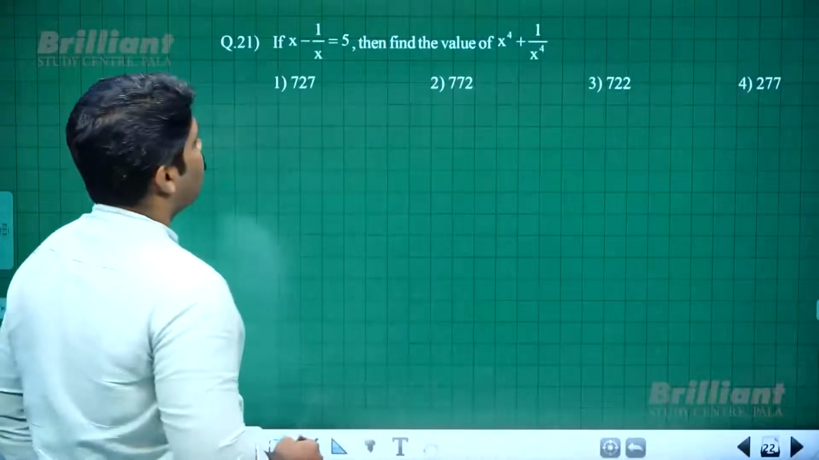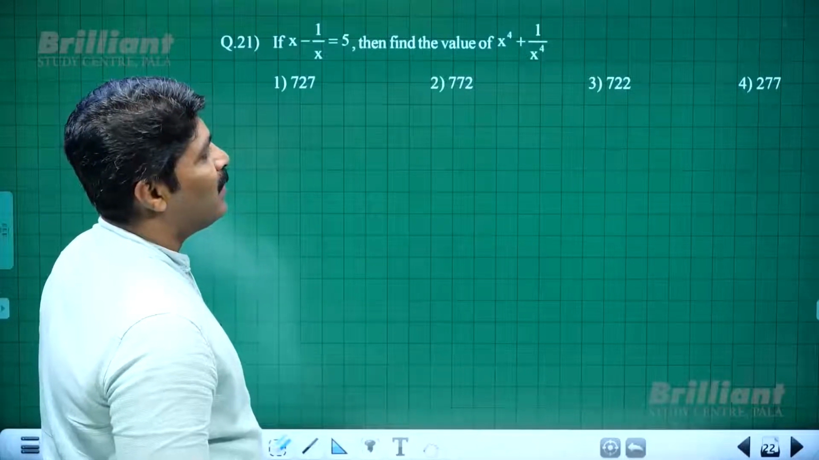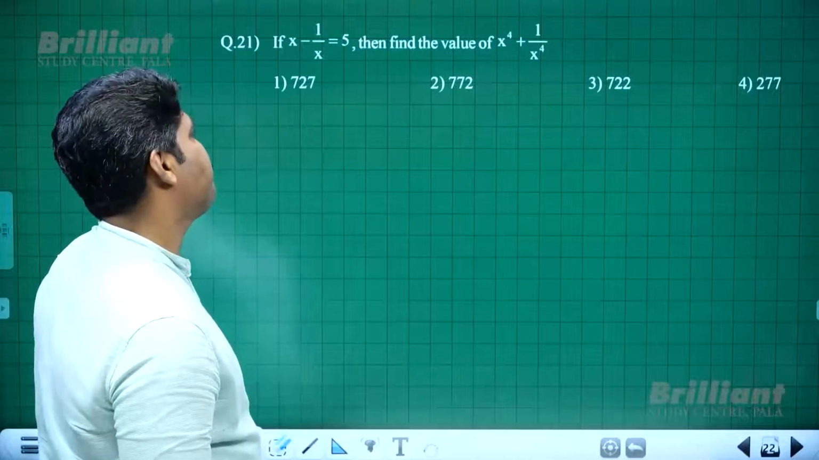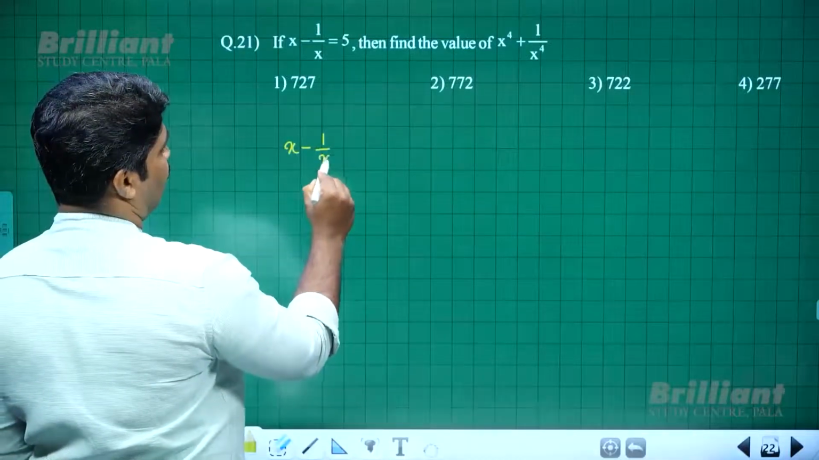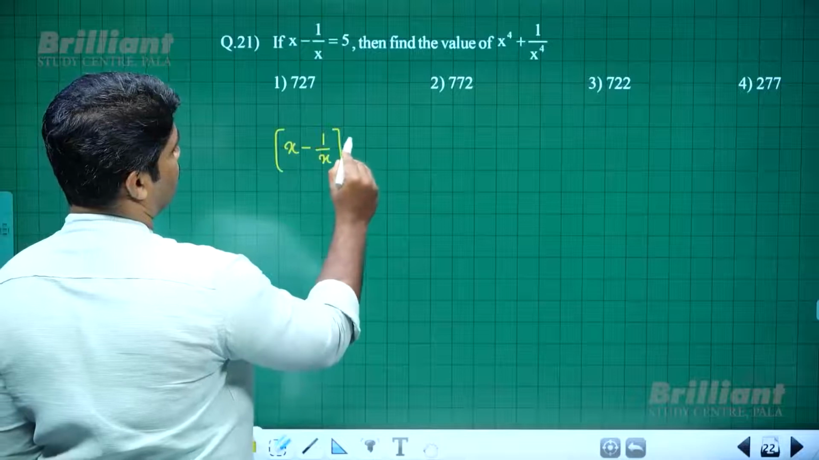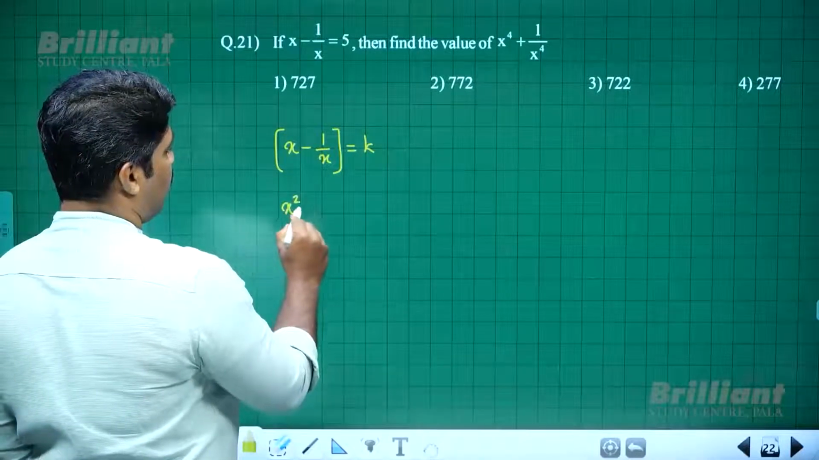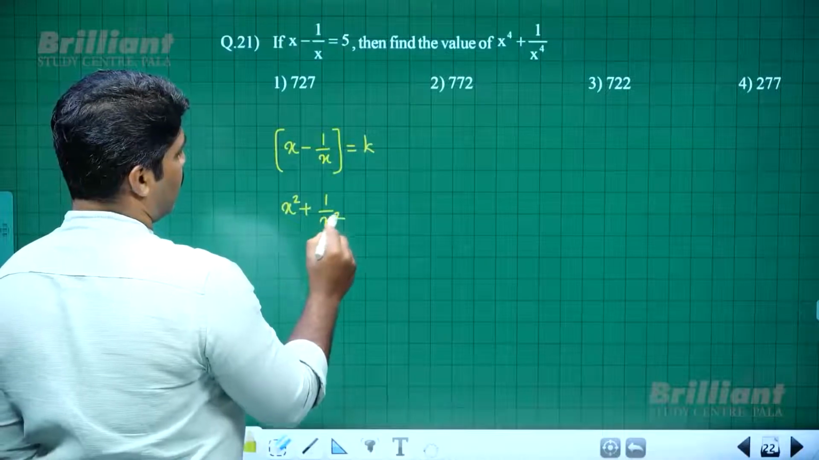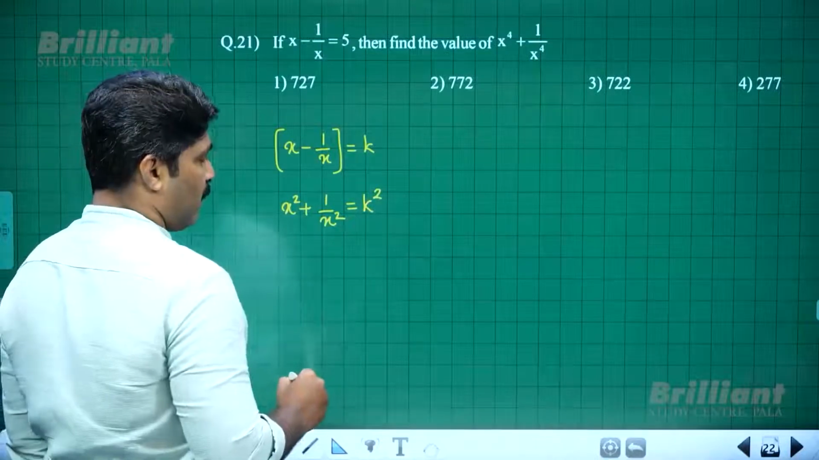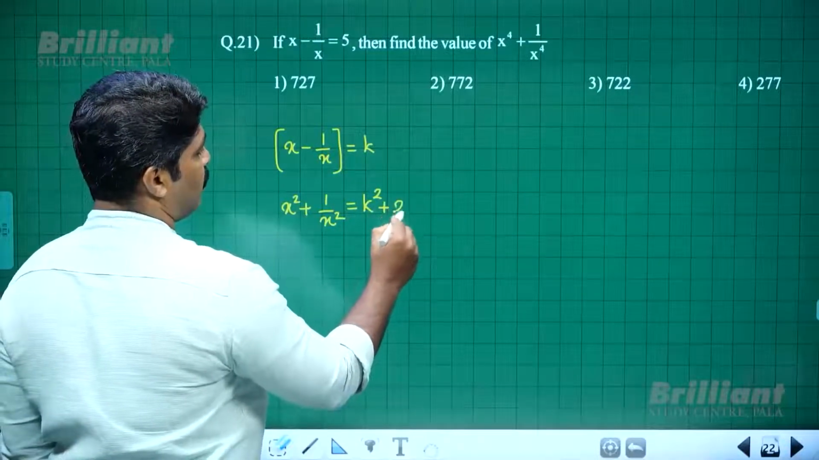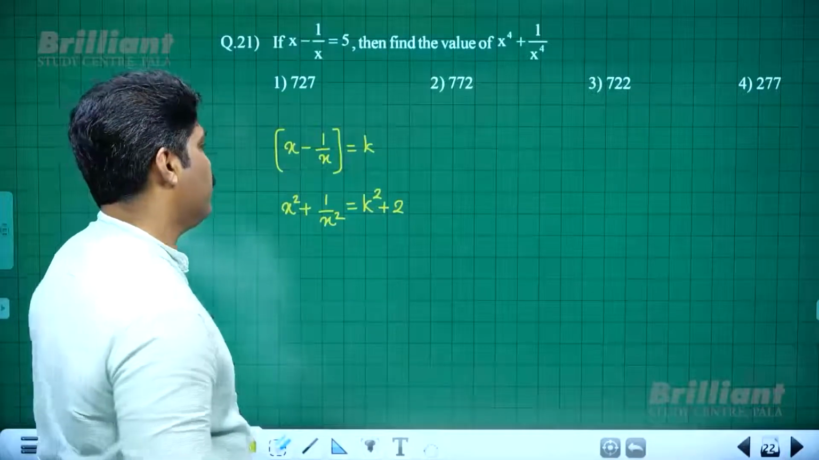The next one: if x minus 1 by x equal to 5, then find the value of x raised to 4 plus 1 by x raised to 4. There, we have to understand a basic idea. If x minus 1 by x equal to k, then x square plus 1 by x square is equal to k square plus 2. Got it?